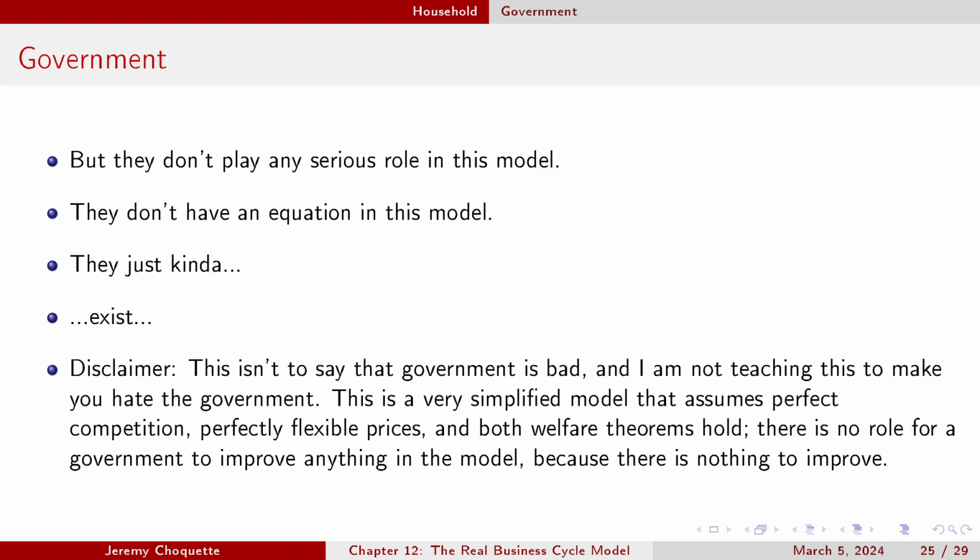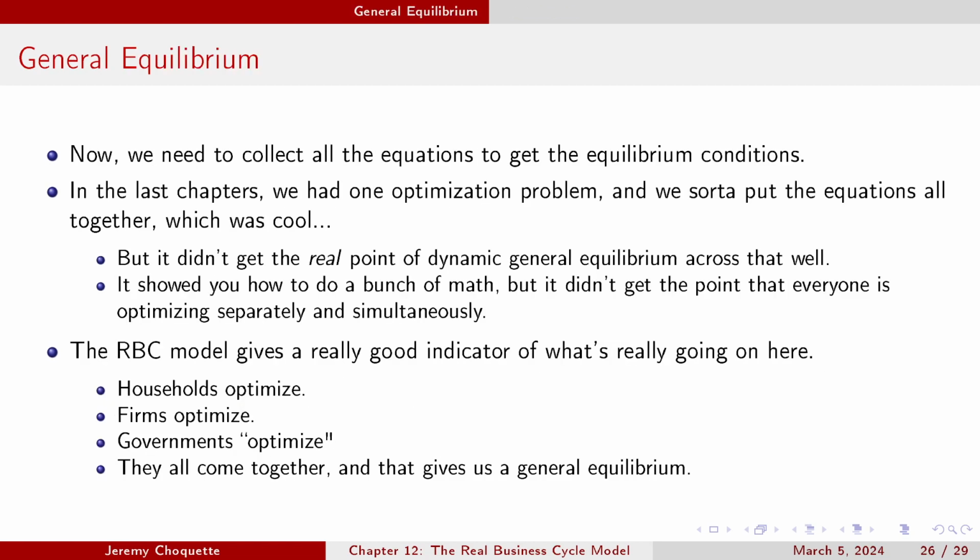Now, I'm not saying this to be like the government's bad, and I'm not teaching this to make you hate the government or think that they're totally useless or anything like that. This is just a simplified model, and it assumes perfect competition and flexible prices, and both welfare theorems hold. So if all that happens, there's no need for the government in this model to try to improve economic welfare because there's no economic welfare to improve. Everything is as efficient as it can possibly be, regardless of whether the economy is in a recession or not. It's a perfectly efficient equilibrium, regardless.